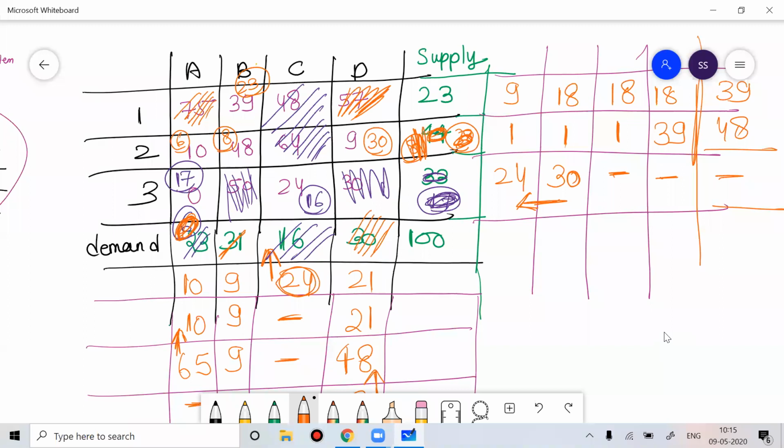Anyone have any doubt, ask me. Same thing. So we found the initial basic feasible solution by Vogel approximation method. So we have 3 methods. Out of the 3 methods, we can use any method. We can follow the least cost method, or the Vogel approximation method, or the matrix minima method. So we can follow any method to get the initial basic feasible solution.